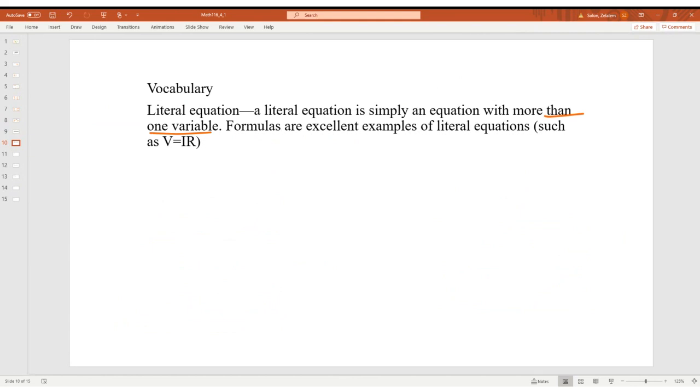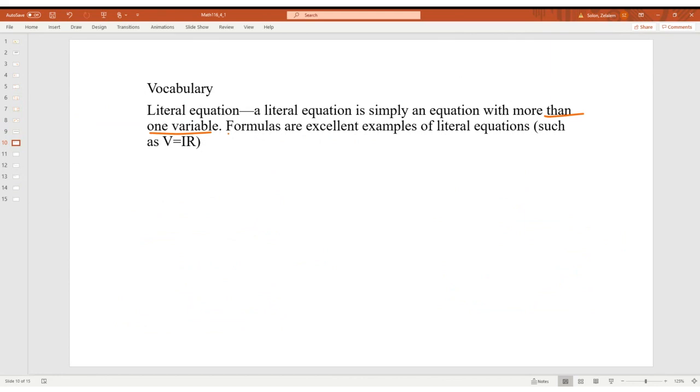For example, the voltage is current times resistance. This is how we can measure voltage. This is a real world situation. The current is flowing in a wire. If you know the resistance of the wire, you can find the voltage generated in the wire. That is called a literal equation, which is also a formula. So if the literal equation represents a real world situation, we call it a formula.